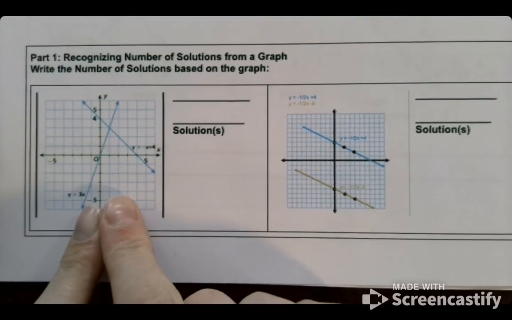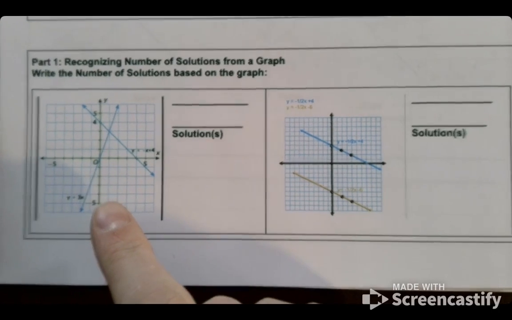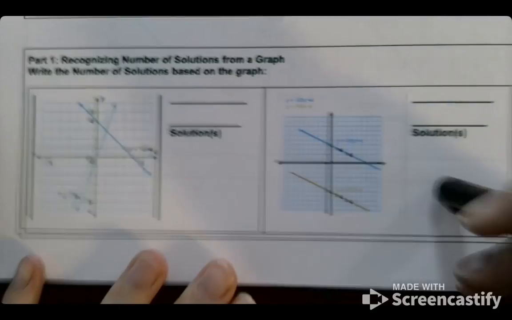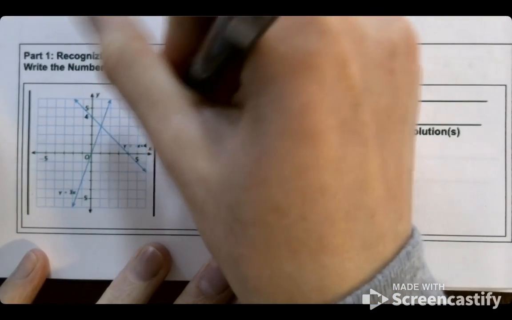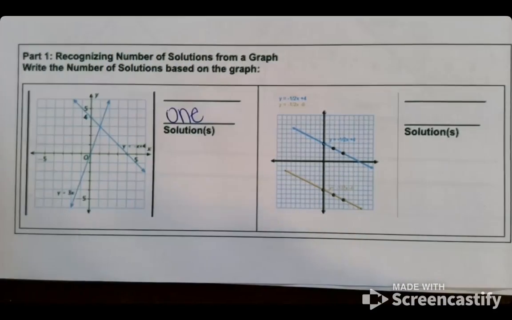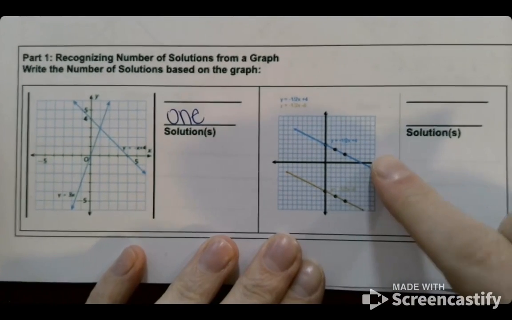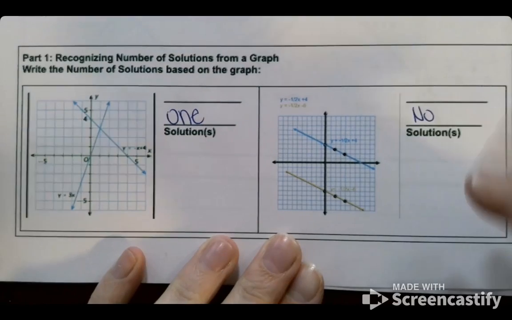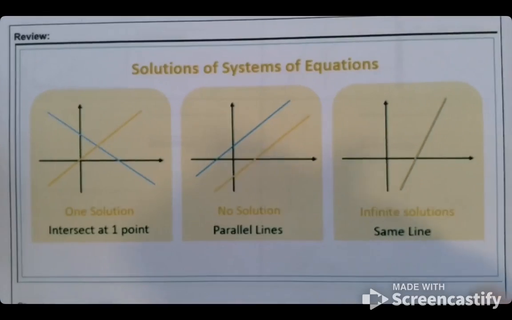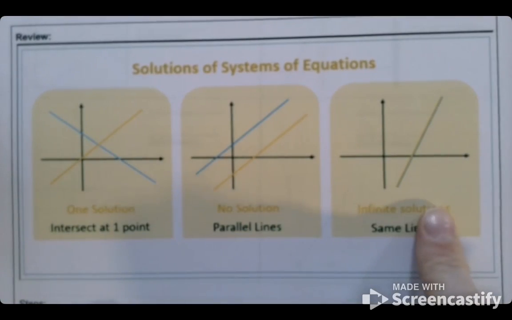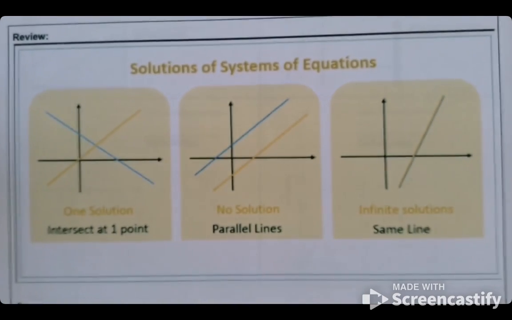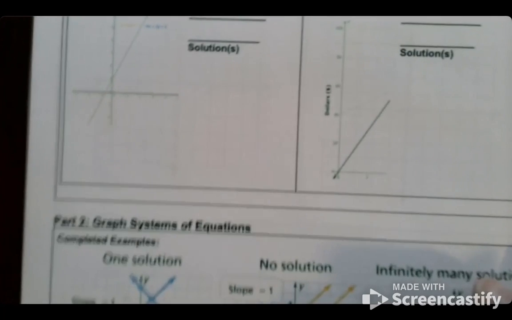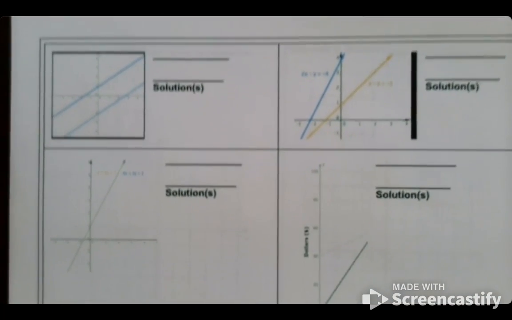So what I want to look at first is just the basics. If I look here, how many times does the graph intersect? Just once. So this would be one solution. What would this be? No solution, right? And again, that's just looking up at these graphs and remembering. I want you to do exactly what we did. Look at that first page if you need to and try these four.